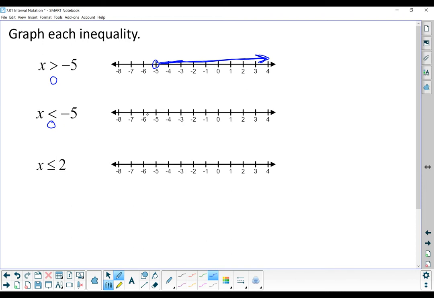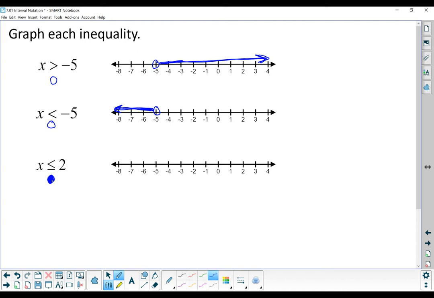For x is less than -5, we would still have our open circle at the boundary of -5, and we would shade everything that is lower than -5. Now, sometimes that boundary circle is filled in if the inequality includes the equal part of it. So this is x is less than or equal to 2, then that would be a filled in circle. We would say that the 2 is included. In the prior two examples, we would say that the -5 is not included.